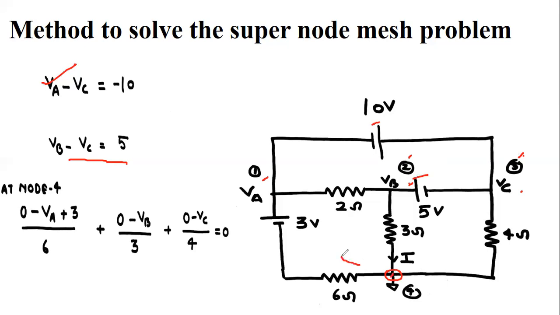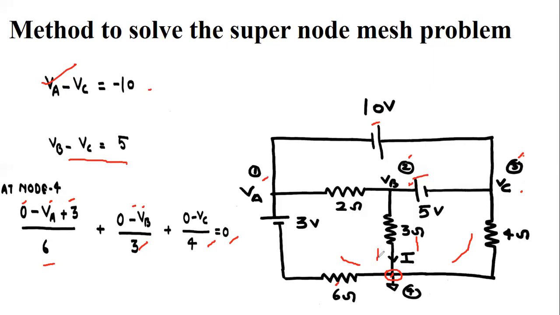The current in this branch is (0 minus VA plus 3) divided by 6, because this resistance is 6, and the current in this branch is (0 minus VB) upon 3, and the current in this branch is (0 minus VC) upon 4, because this is the third equation. So we have three unknown variables VA, VB and VC, and using these equations we can find their values.